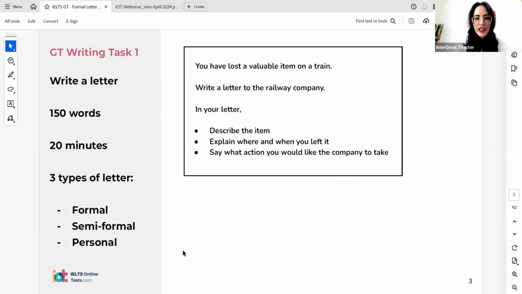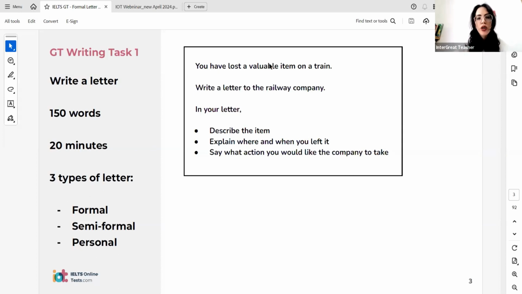So first, let's take a look at a task one in IELTS general training. As I said, remember that the timing is the same. So you will have 20 minutes to write a letter of at least 150 words. And remember that I said at least, which means there is no maximum in the IELTS test, but it is recommended that you don't go over 180 because you need time to plan your letter, you need time to write it, and then you need time to proofread your work, right? All in 20 minutes. So it's better not to go over 180, although there is no limit, there is no maximum.